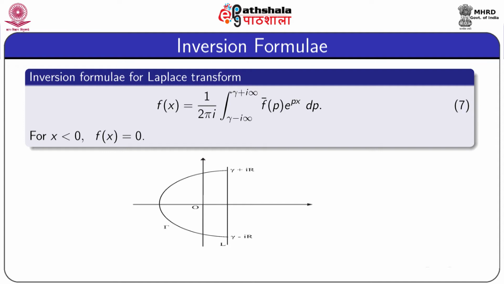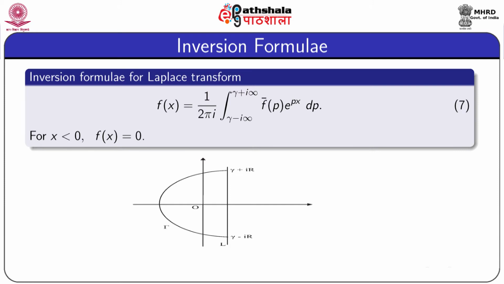and it can be shown that the value of the integral over the circular arc gamma as capital R tends to infinity is 0. Therefore, the value of the integral which is written in equation number 7 is equal to 1 divided by 2 pi i integration gamma minus i infinity to gamma plus i infinity f bar p e to the power px dp. It is evaluated along the line capital L.